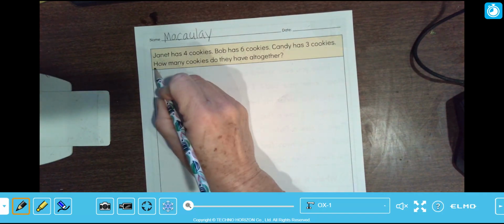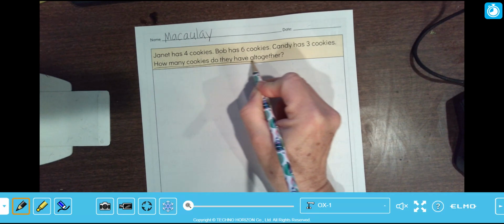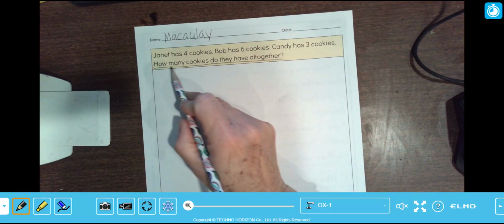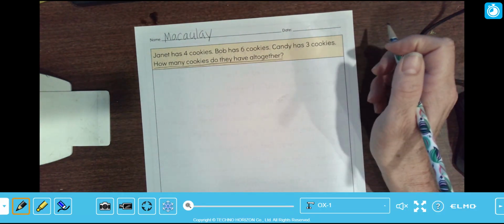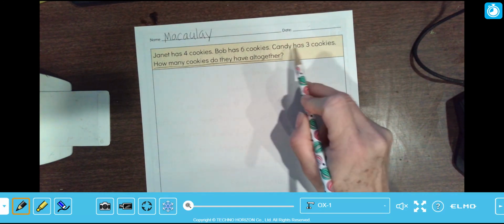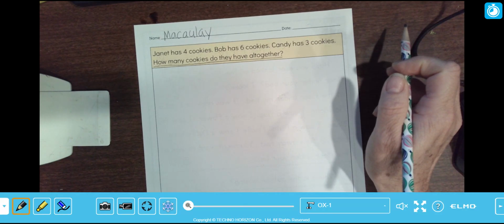Okay, so we're trying to find out, and you're going to underline this question: How many cookies do they have altogether? All the cookies. Can you underline that, please? Underline means put a line under it. That means all the cookies, not just Janet's cookies, but Janet's, Bob's, and Candy's cookies, all of them. Okay, that's what we're trying to find out.